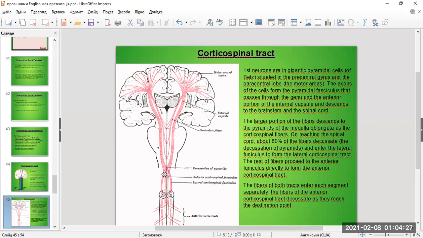The rest of the fibers proceed to the anterior funiculus directly to form the anterior corticospinal tract. The fibers of both tracts enter each segment separately. The fibers of the anterior corticospinal tract decussate as they reach the destination point.